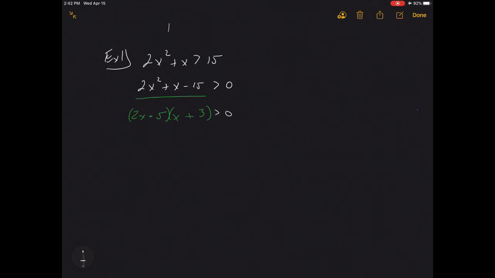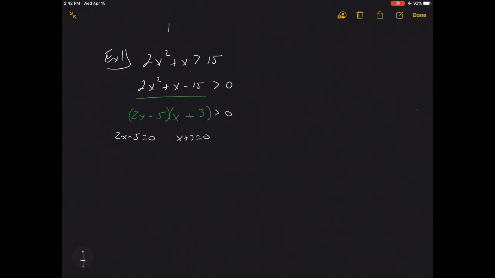So now how do I find those cut points? Well, or the boundary points. It's very simple. You're going to solve each one of these things just like you would have before. You set them each equal to 0 and solve. And this is going to give us our boundary points.